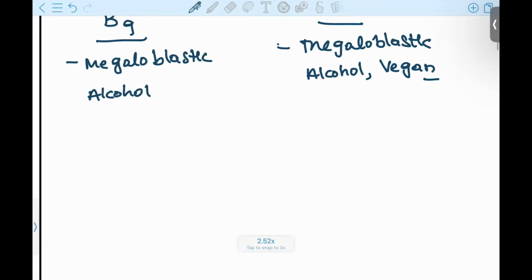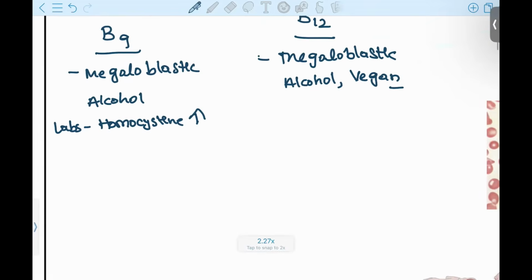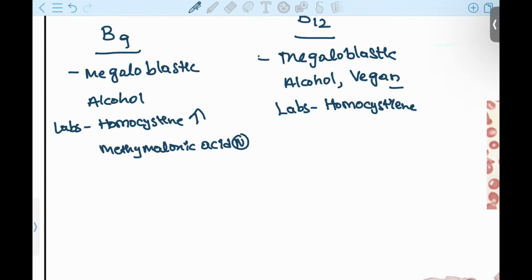And how do we differentiate between B9 and B12? If you order labs, and the homocysteine level is high, then we have to confirm whether it could be B9 deficiency or B12 deficiency, because in B12 deficiency also the homocysteine will be high. Then you can order another test, that is methylmalonic acid. This methylmalonic acid will be normal in B9 deficiency, but the same methylmalonic acid will be very high in patients with B12 deficiency. So this is the main thing that can be present in B12 deficiency patients.